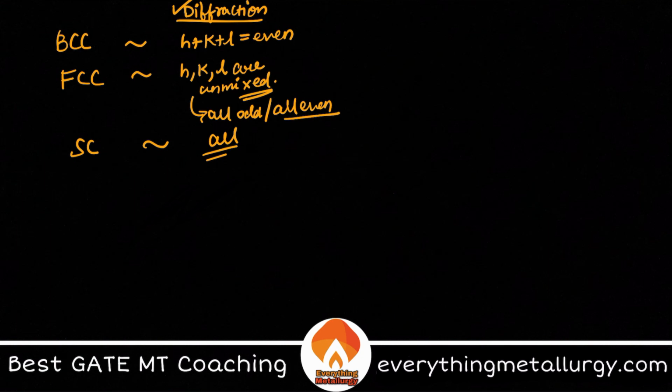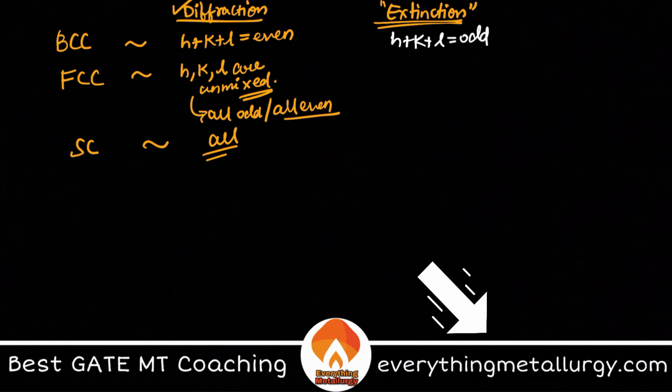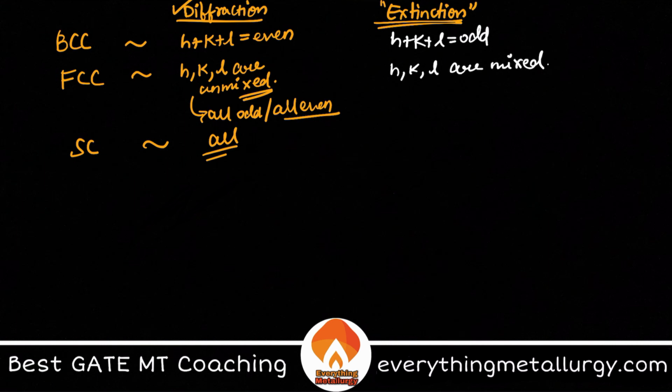And what is the extinction condition? Extinction is when the peak will be absent, which is just the vice versa of what we have discussed till now. So if h plus k plus l is odd, then the peak is absent in BCC. Similarly, when hkl are mixed, that means even and odd mixed, it won't give a peak. That means it's an extinction condition for FCC. In simple cubic, all planes obey and all give diffraction, so none of the planes give an extinction condition.